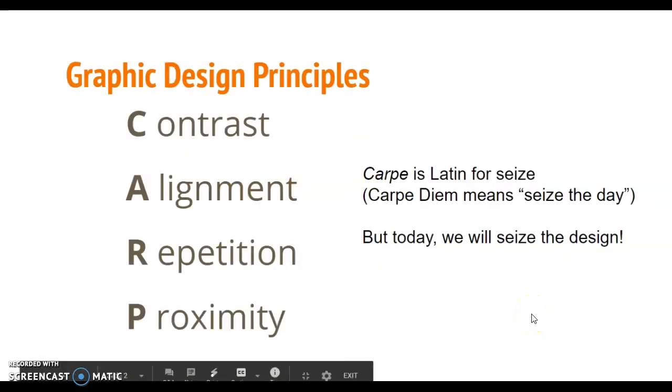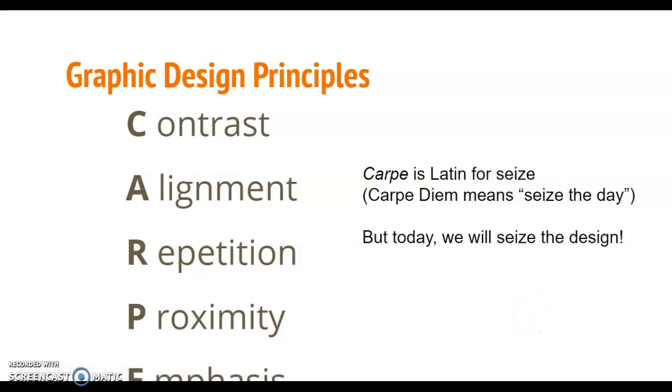So the 5 principles that we're using for graphic design are contrast, alignment, repetition, proximity, and emphasis. And those seem like big words, but don't worry about it. As we go along, you'll see some examples. This creates an acronym called CARPE. CARPE is Latin for seize. Maybe you've heard this phrase, carpe diem, which means seize the day. But today we're going to be seizing the design.